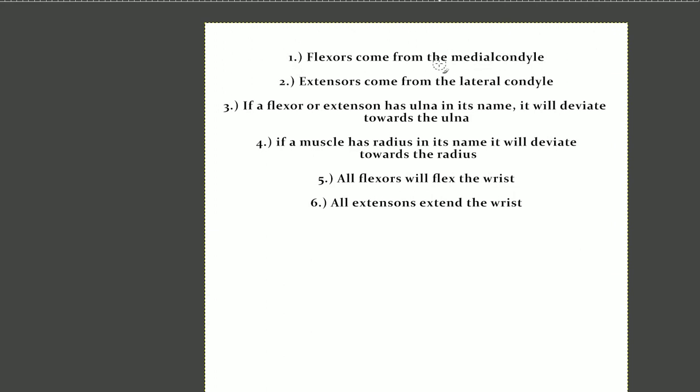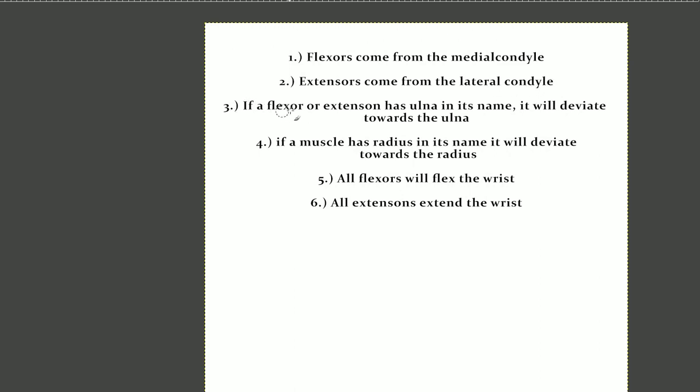Now keep in mind that, as we mentioned in the landmarks video, when I say medial condyle, I'm also referring to the medial epicondyle and the medial supracondylar ridge. So it could be that the muscle comes from any one of those landmarks. We're just saying the flexors are going to come from the medial side of the humerus. Then the extensors come from the lateral side of the humerus, or the lateral condyle in this case.